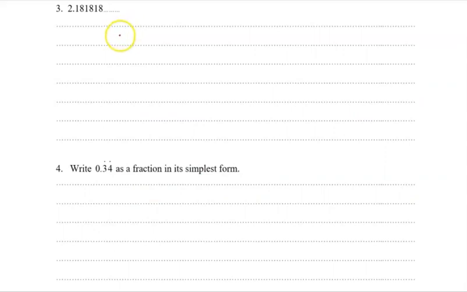Question 3. Here we have 2.181818. Another way of writing this would be 2.18 recurring. Now the 1 and the 8 are the repeating numbers. So we're going to put a dot above the 1 and the 8.